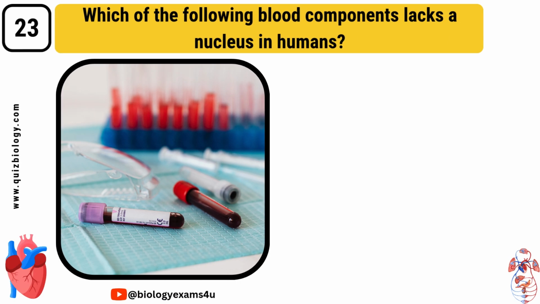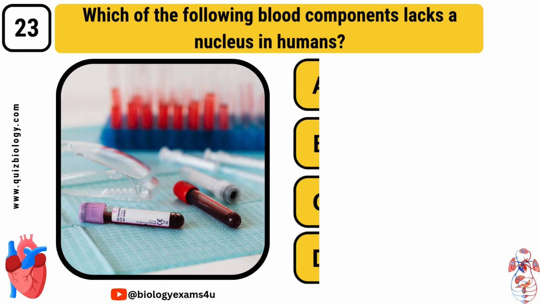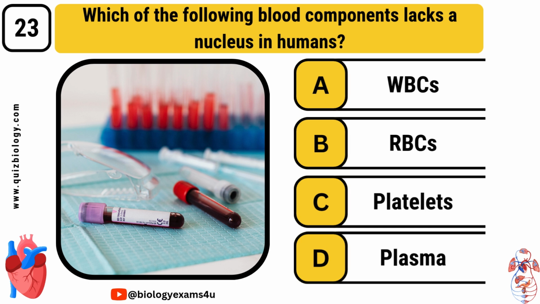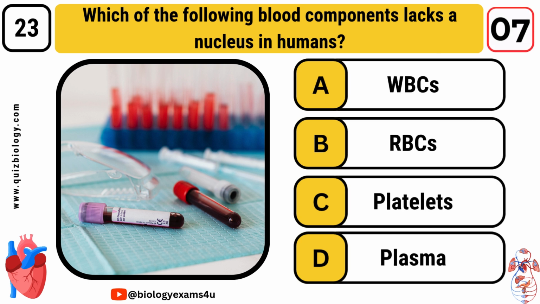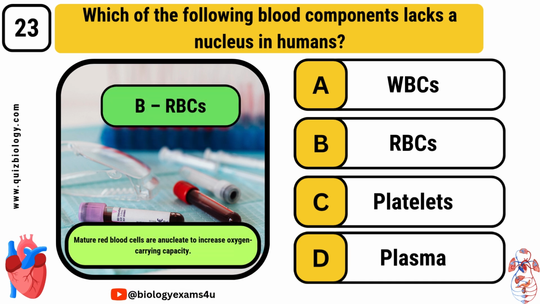Which of the following blood components lacks a nucleus in humans? WBC, RBC, platelets, plasma. Mature red blood cells or RBC are enucleate to increase oxygen carrying capacity.